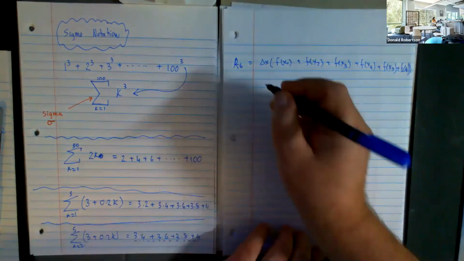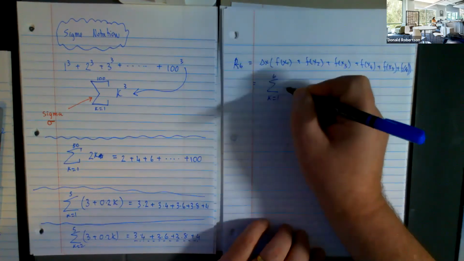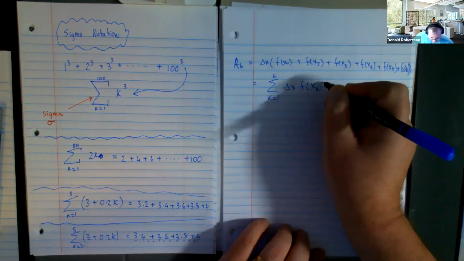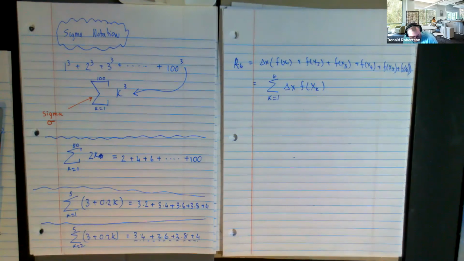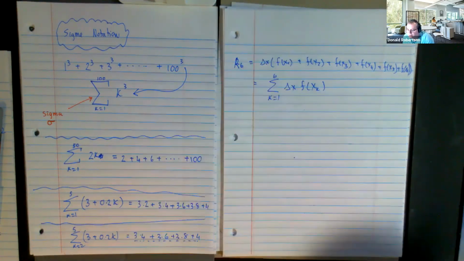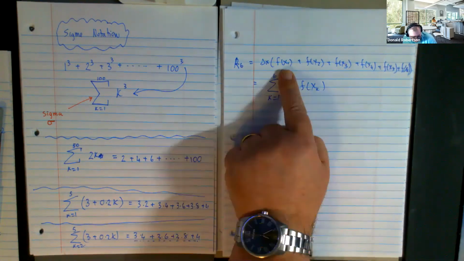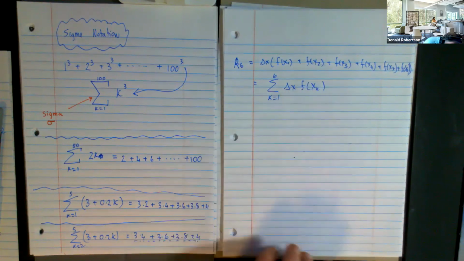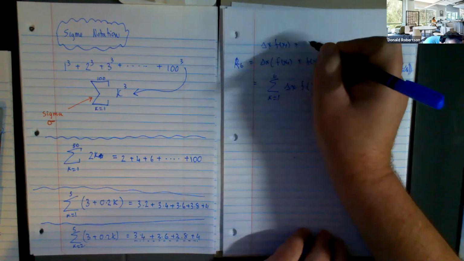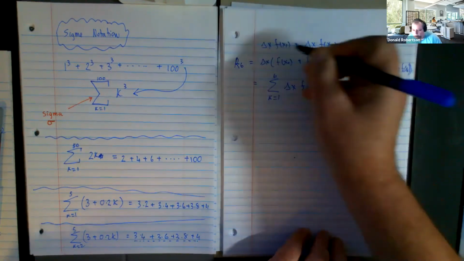However, how about the sum from k equals 1 to 6 of delta x times f of x sub k? Mathematically, isn't that the same thing as that? Isn't it? Plug in 1, you get this guy, plug in 2. I mean, if you wanted to, I guess I could have written it down like that. Do you see it a little bit more now?